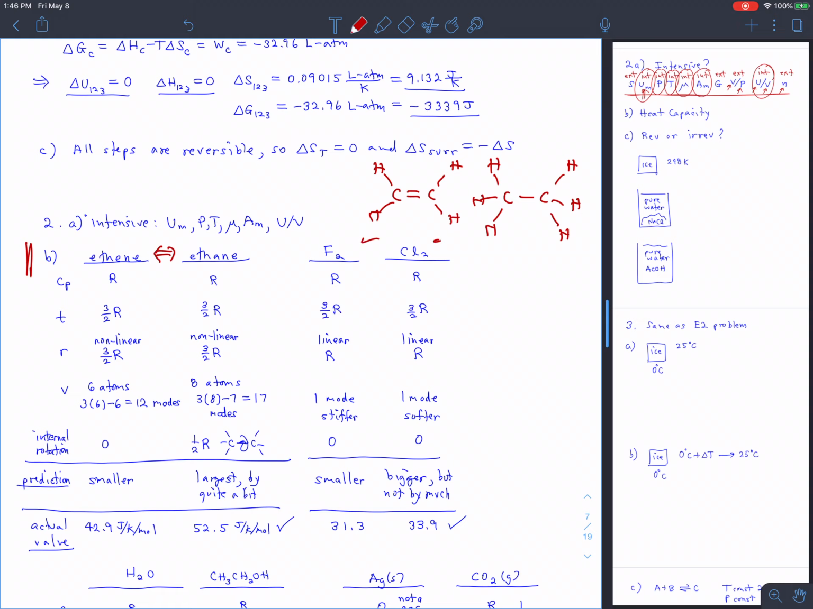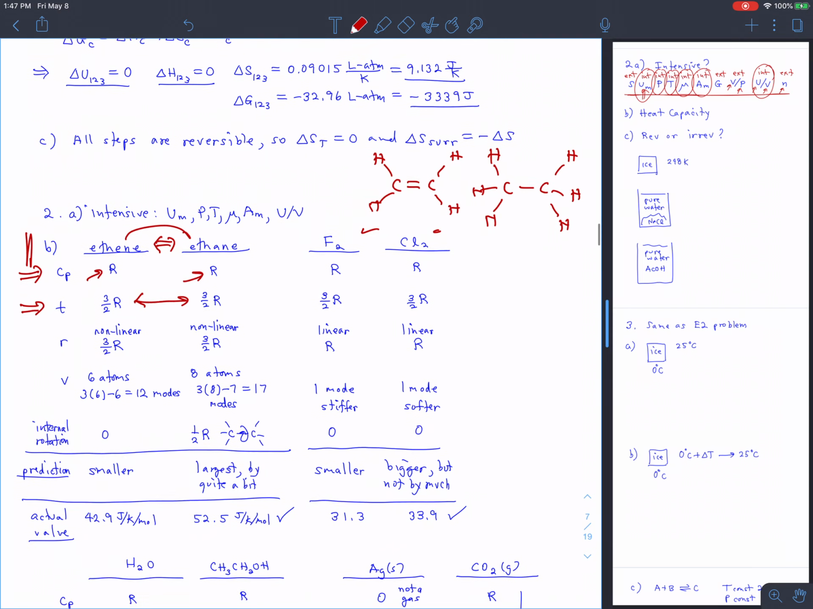So for ethene and ethane, there's going to be a contribution to the heat capacity from the fact that it's the heat capacity at constant pressure. These are ideal gases, so there's an extra R contribution to CV just from the fact that it's a CP that we're after. But that's the same for both, so that doesn't help us decide which of these two is bigger. Then there's a translational contribution. That's also the same for both, right? 3/2 R for either ethene or ethane, for any molecule, in fact.